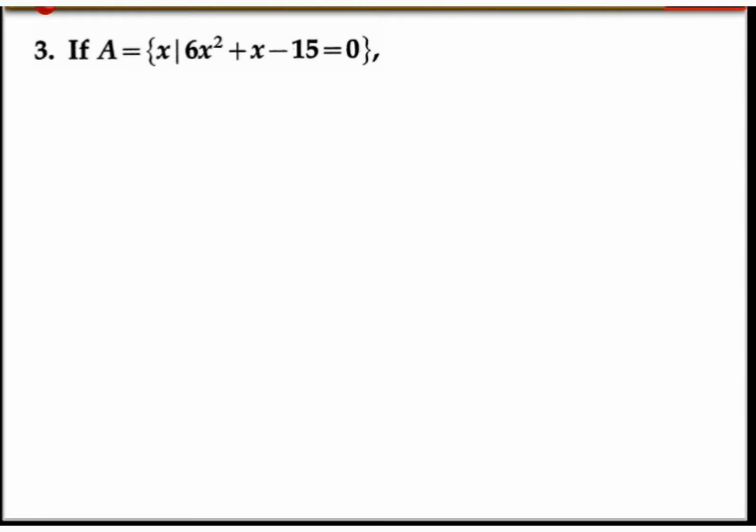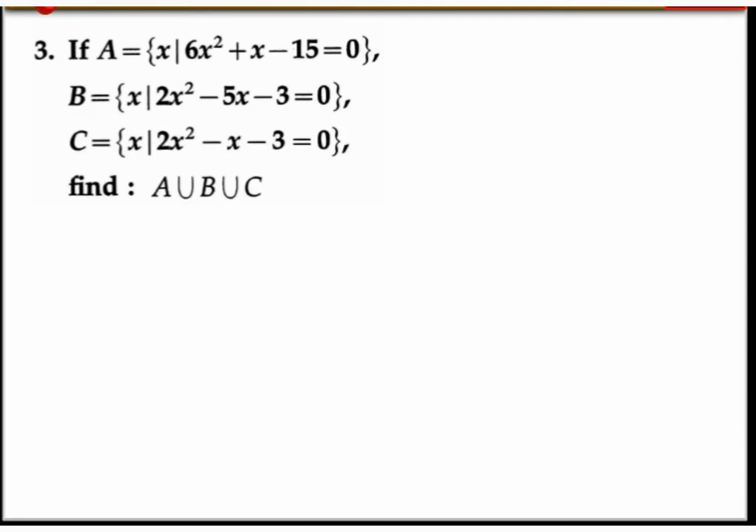Question number 3. If A is equal to the set of all x such that 6x squared plus x minus 15 is equal to 0, B is equal to the set of all x such that 2x squared minus 5x minus 3 is equal to 0, C is equal to the set of all x such that 2x squared minus x minus 3 is equal to 0. Find number 1, A union B union C.